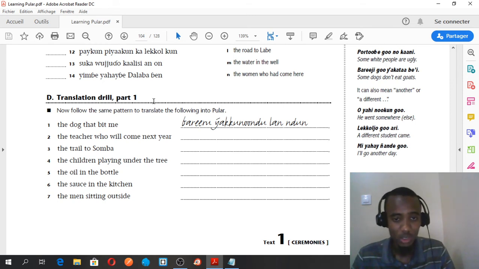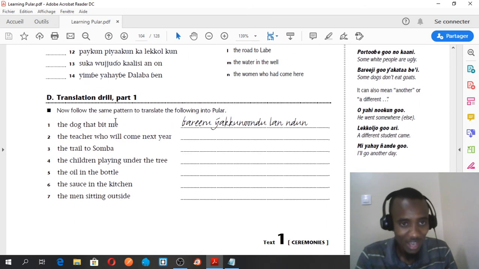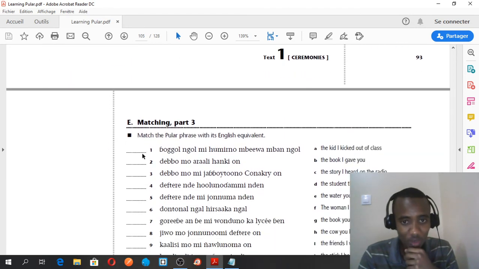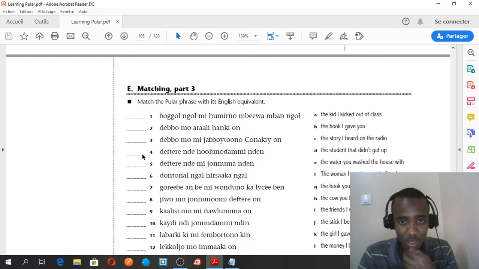To bite. Okay? The teacher who will come next year. How do we say that? The teacher, Janno, who will come next year. The trail to Somba. Somba is a place. The children playing under the tree. The oil in the bottle. The sauce in the kitchen. The man sitting outside. Now guys, you have arrived at a very high level. Popular now, mashallah. Okay. Match the Pular phrase with its English equivalent.